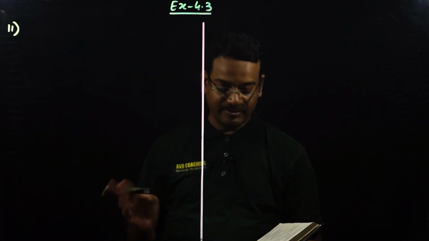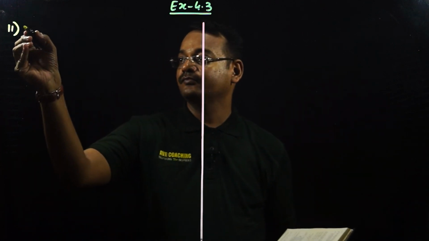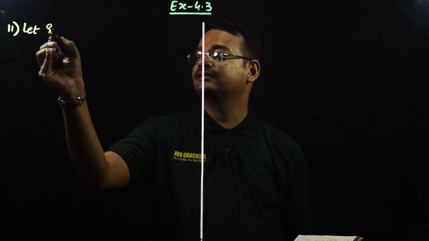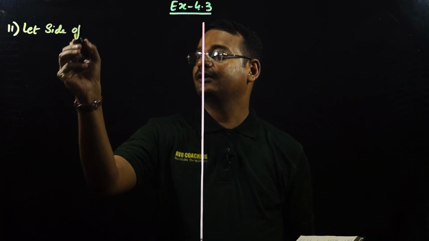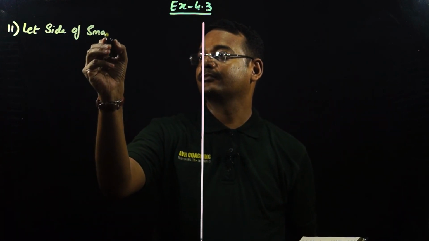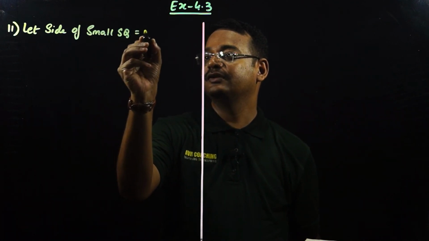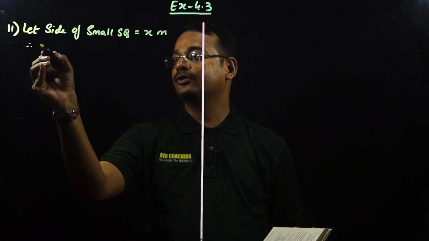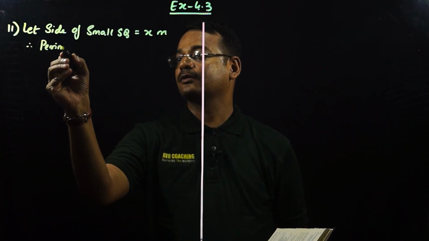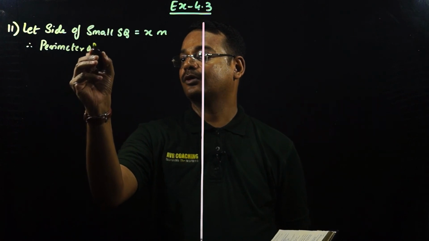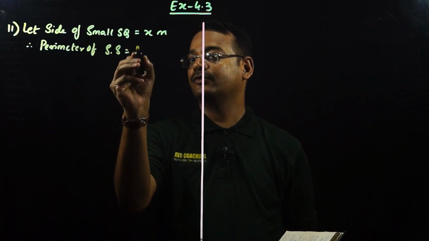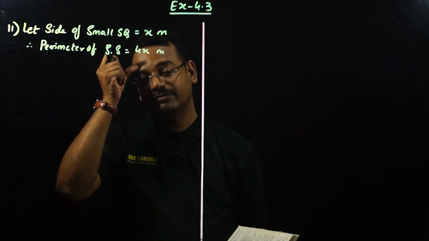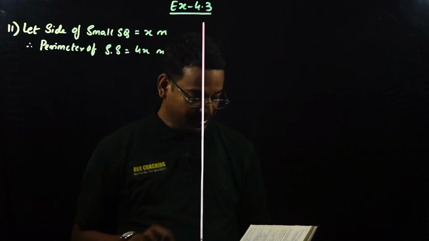Let the side of the smaller square be x meters, and therefore the perimeter of the smaller square is equal to 4x meters, because the perimeter of a square is given by 4 into side, that is 4 into x meters.